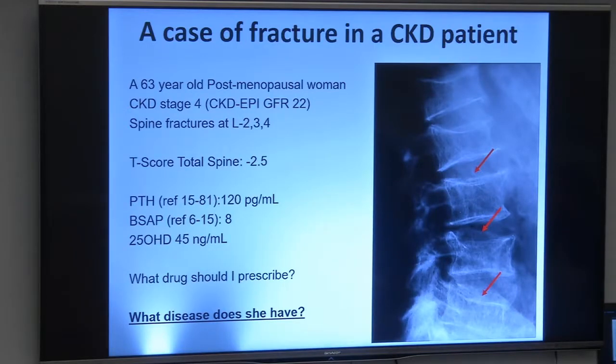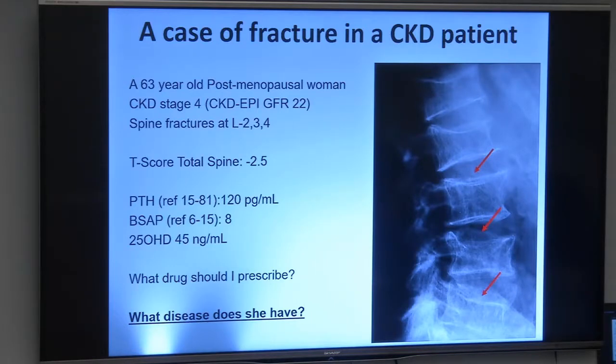So this very pleasant 63-year-old postmenopausal woman was referred to me for a history of fractures, and she had 3 spine fractures. So she had back pain one day, and her primary care doctor sent her for back films, and she had fractures at L2, 3, and 4. She had CKD stage 4, so her GFR was 22 per minute. She had a DEXA done, and her T-score at her total spine was minus 2.5.